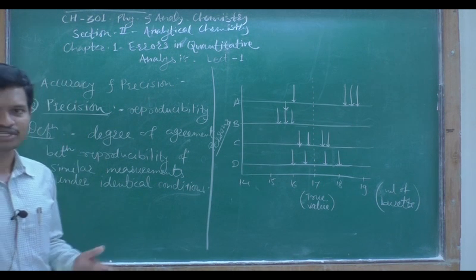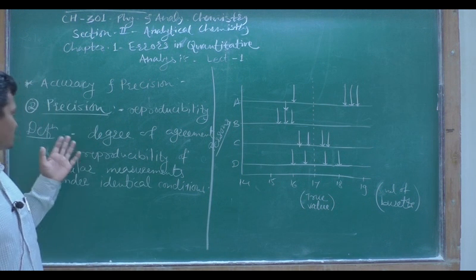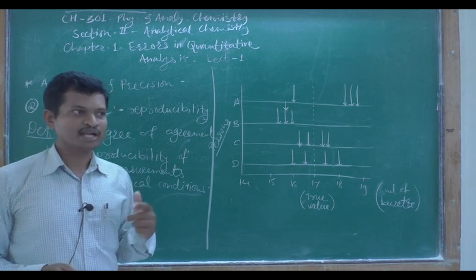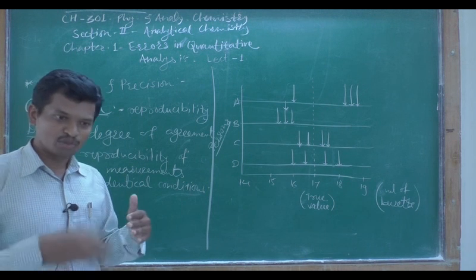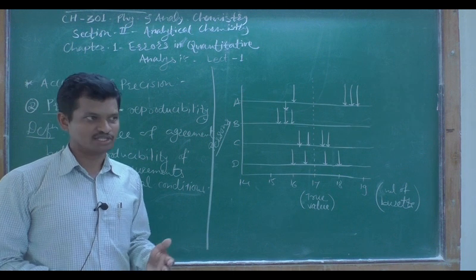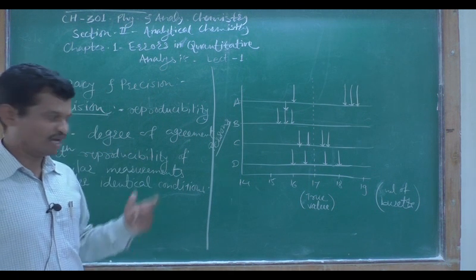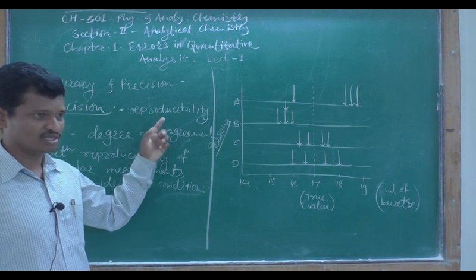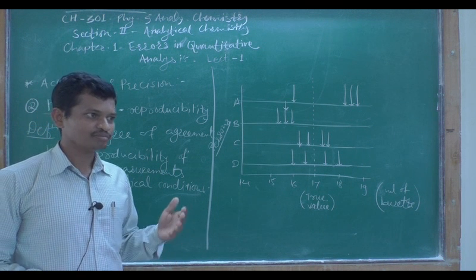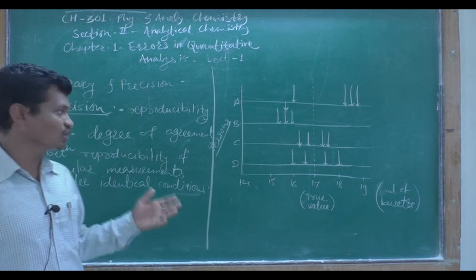A very simple definition of precision is there. So what is precision? First of all, we must keep in mind that precision is related to the reproducibility of the results, reproducibility of the observations. Once you keep in mind this thing, reproducibility of results, then you can easily try to write the definition of precision.